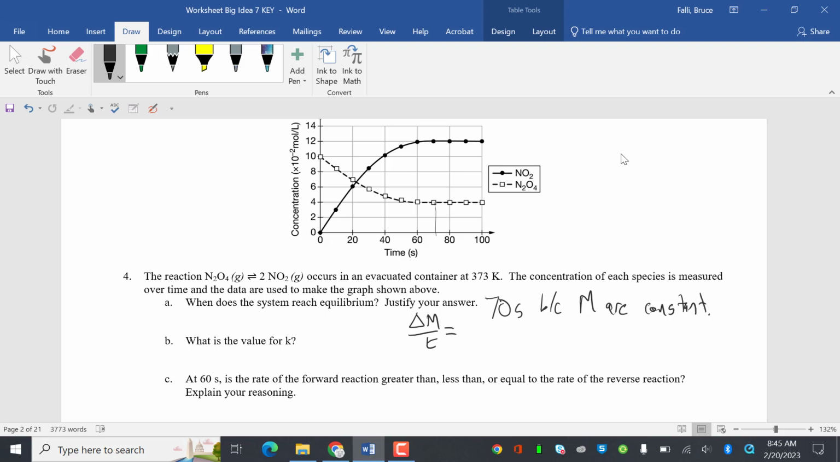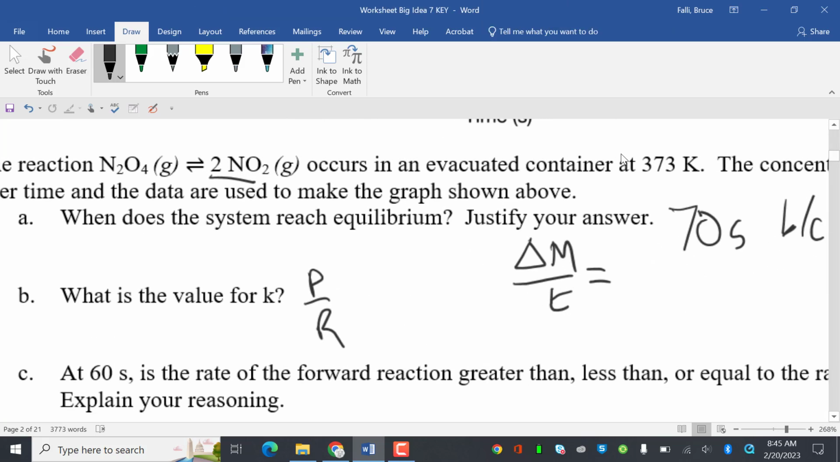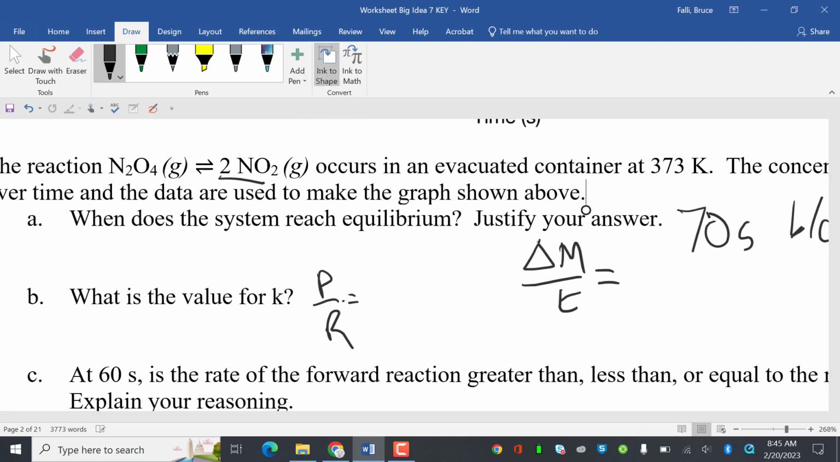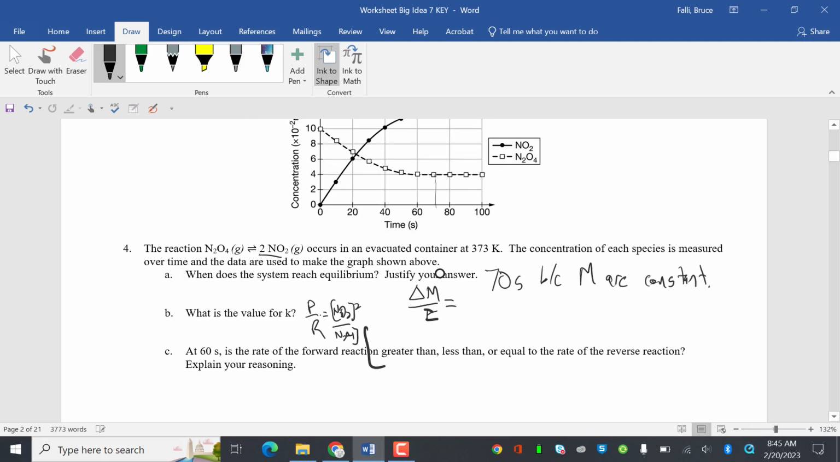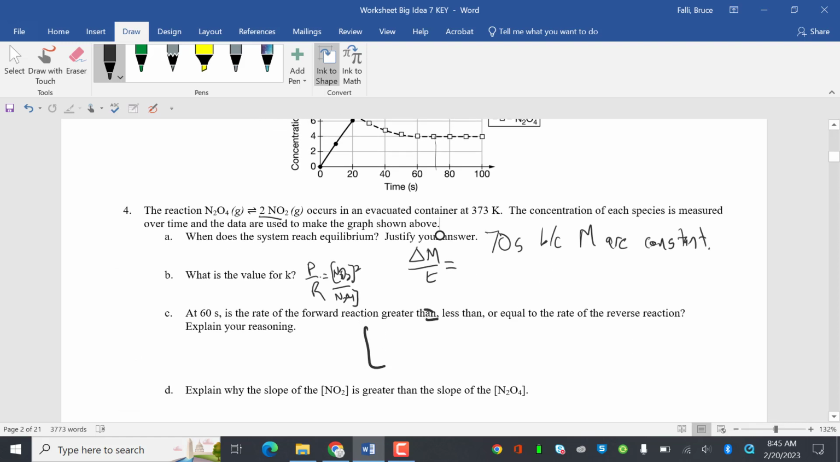What is the value for K? Remember, K is products over reactants. Do we have coefficients? We do. So I'm going to have N2O4, which is going to be 4. Okay, so make this bigger. NO2 squared over N2O4. So NO2 at equilibrium is 4E negative 2.